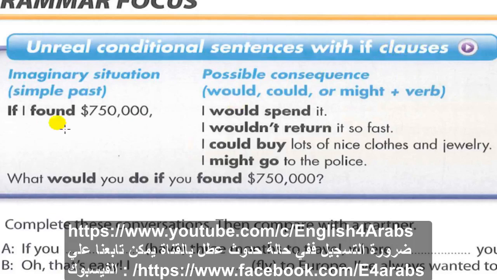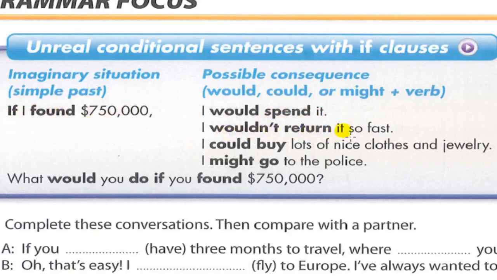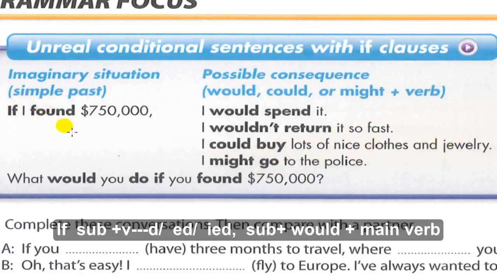With if clauses, you have two clauses in the sentence. In the second conditional, the first sentence: if I found $750,000, I would spend it. I wouldn't return it so fast. I could buy lots of nice clothes and jewelry. I might go to the police. So here, if I found: subject, verb in the simple past, verb plus D, ED, IED. The second sentence: subject, would, could, might, main verb: spend, return, buy, go.